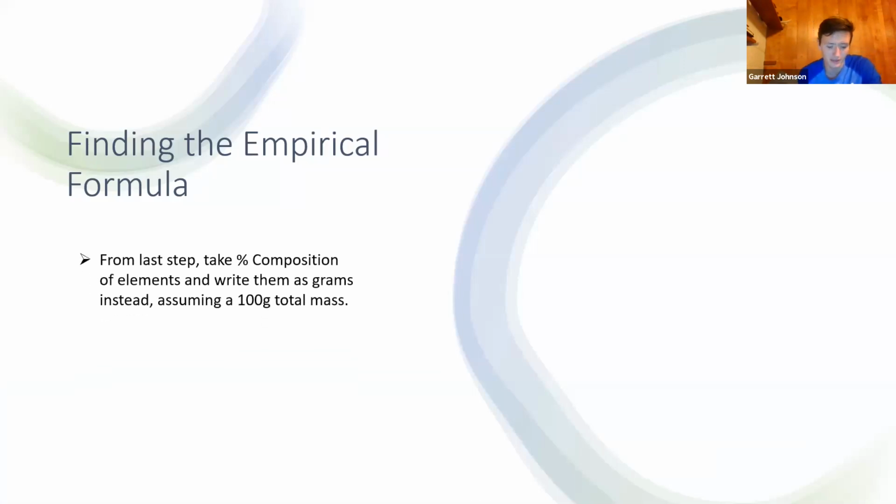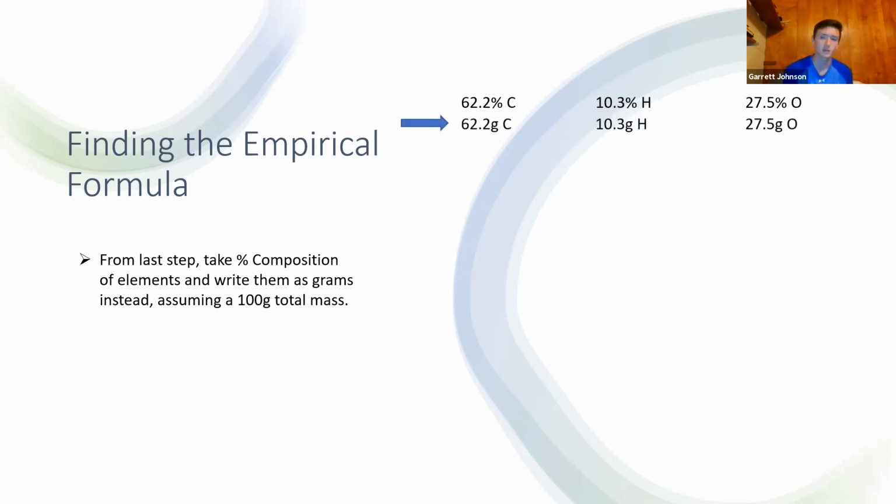From the last step, you take the percent composition of elements and write them as grams instead, assuming 100 grams total mass. So imagine you have 100 grams of this hydrocarbon chain. Whatever percent you have, you're just going to have that many grams. So if you have 62.2% carbon, for this example, I'm going to turn this to 62.2 grams. Does that make sense? I'm just going to convert it into grams.